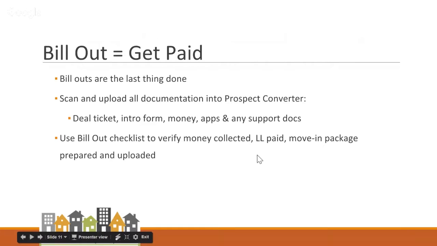So the only federally required document in the lease, by the way, is that tenant lead paint notification. It's the only one that's required. Keep in mind, it's only required for properties built before 1978.